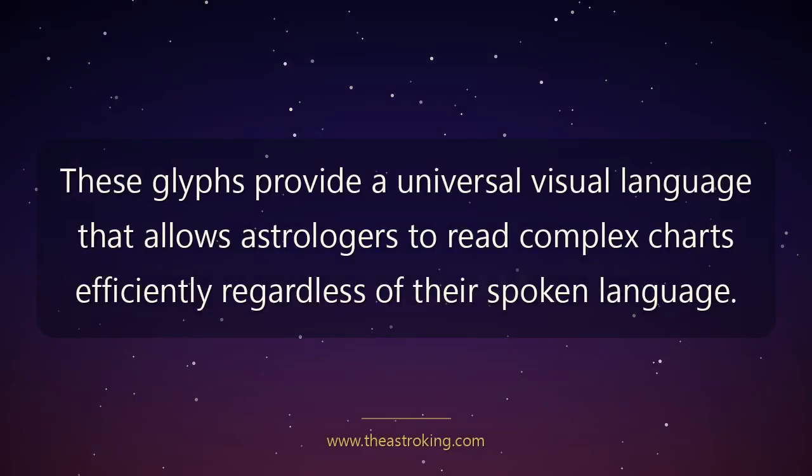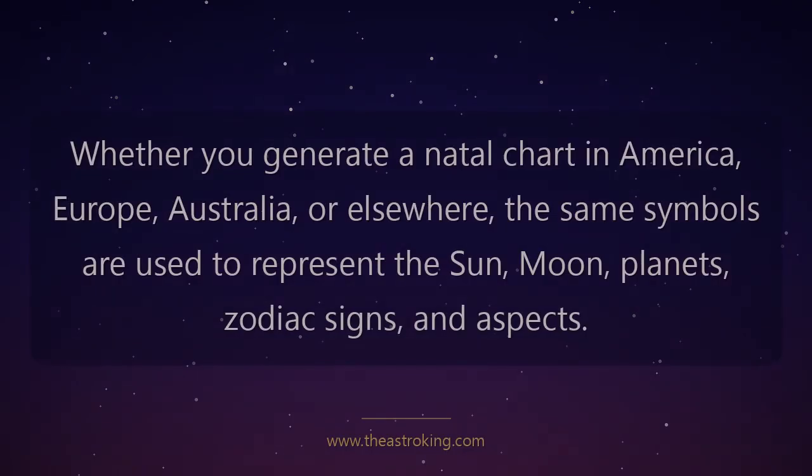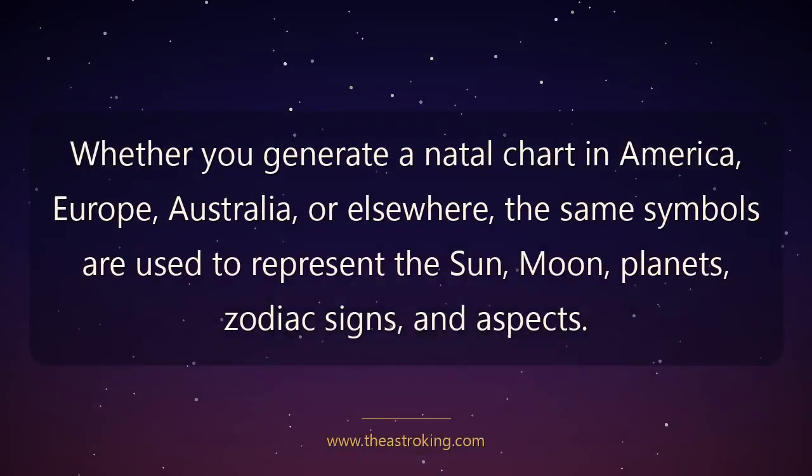These glyphs provide a universal visual language that allows astrologers to read complex charts efficiently regardless of their spoken language. Whether you generate a natal chart in America, Europe, Australia, or elsewhere, the same symbols are used to represent the Sun, Moon, planets, zodiac signs, and aspects.